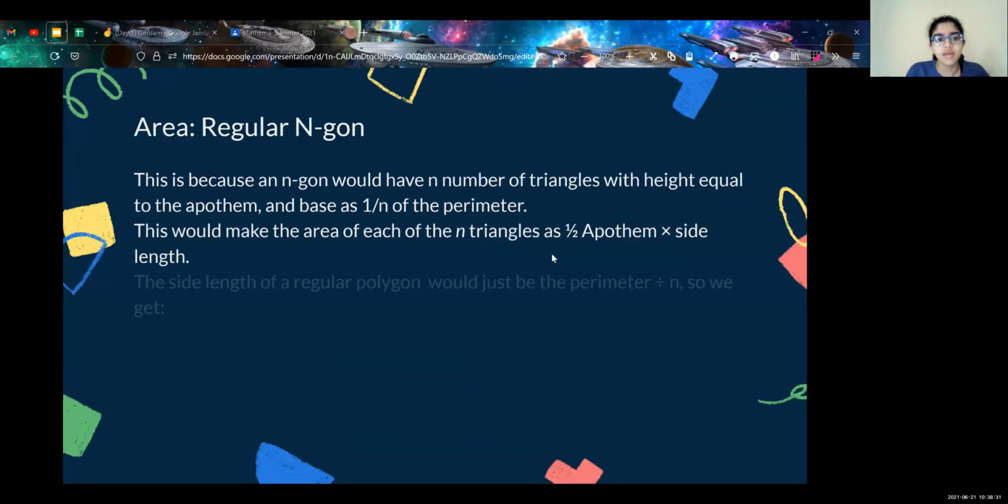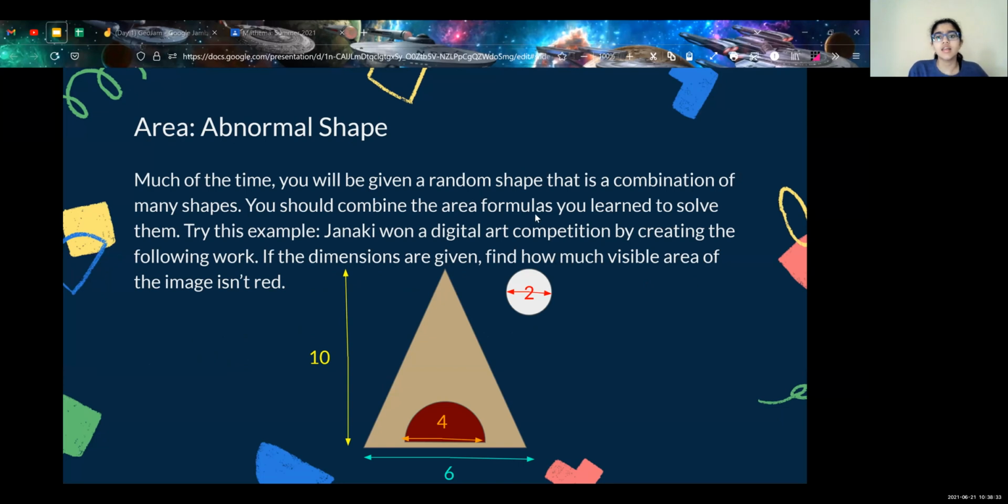This slide just explains it. Also, we're going to figure out the area of an abnormal shape. Many times you'll be given a random shape that is a combination of multiple shapes, and you should try to combine the area formulas you've learned to solve it. Try this example. Previously we also did an abnormal shape formula, the area of an abnormal shape.